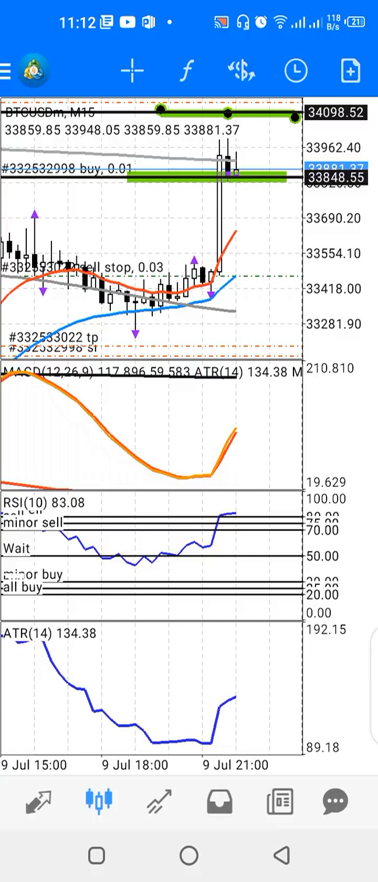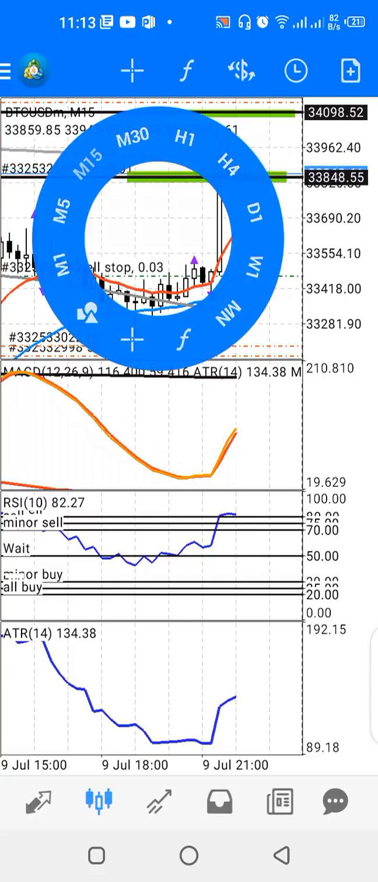So this black line here is your take profit for the first trade. Now your edge trade, because immediately you place your buy trade or your sell trade, you must place the edge trade immediately in line with this strategy. So for this buy trade at 33,848, your edge trade will be 380 points below.